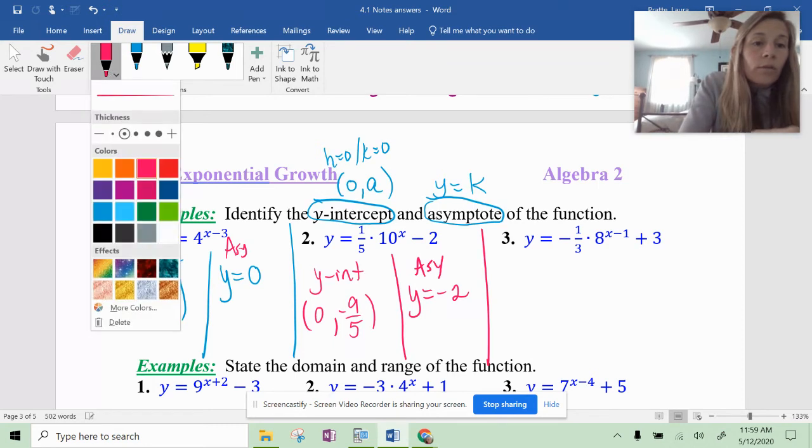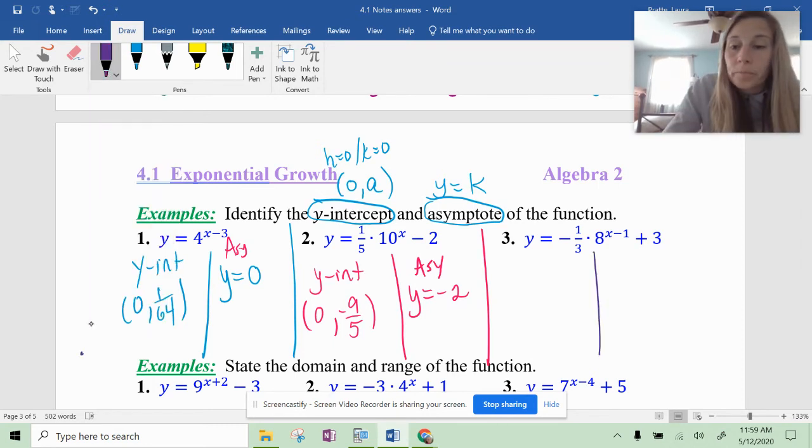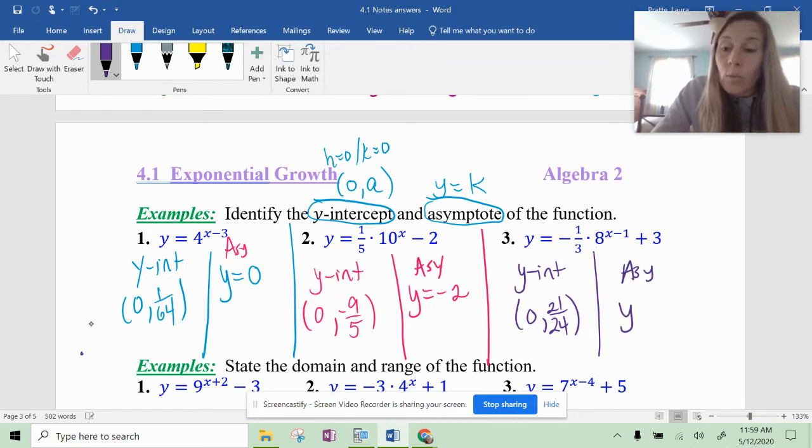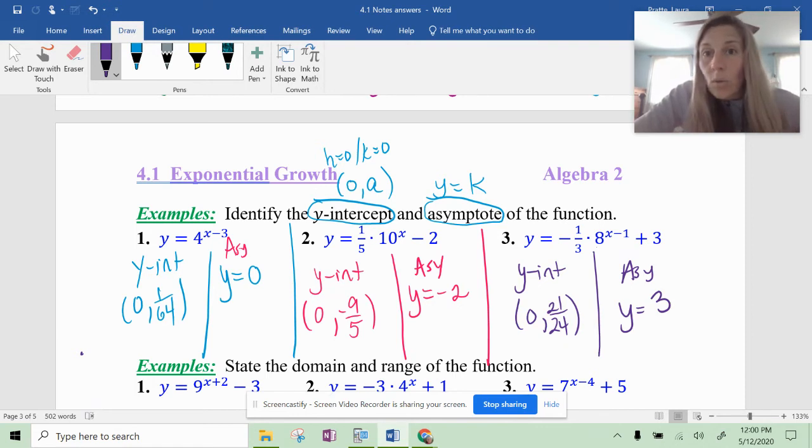Okay, and then the third example here, your y-intercept is whatever you get when you plug in 0. So if I plug in 0, I have 8 to the -1, which is really 1/8. 1/8 times -1/3 is -1/24 plus 3, which would give me 21/24. Then the asymptote is just simply y equals whatever that k value is, which in this case is y equals 3.